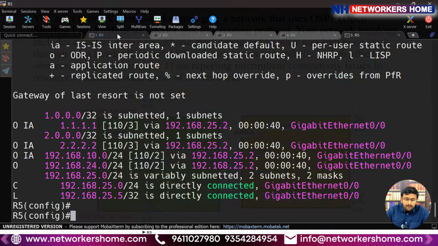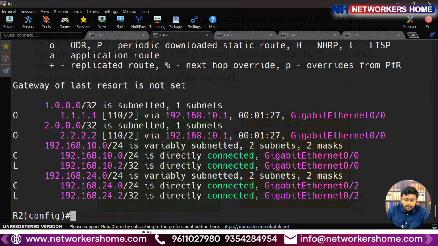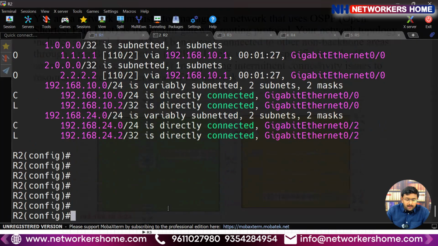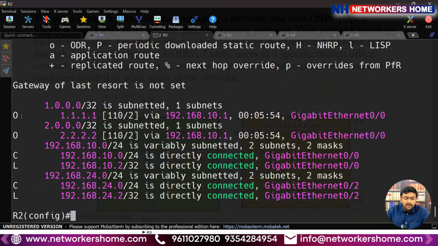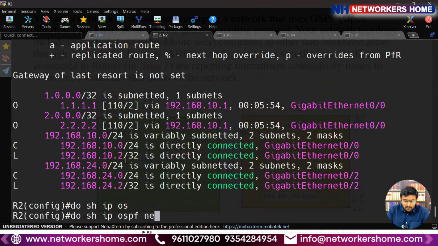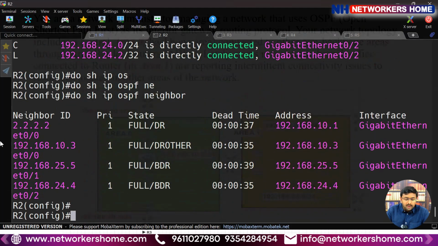So if we come on the router 2, and if we check here, do show IP route, so it is getting the information. And if we check do show IP OSPF neighbor, it will give you the information regarding all the neighboring routers, neighboring information.